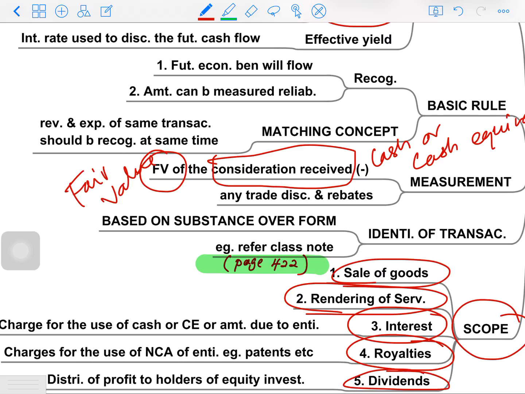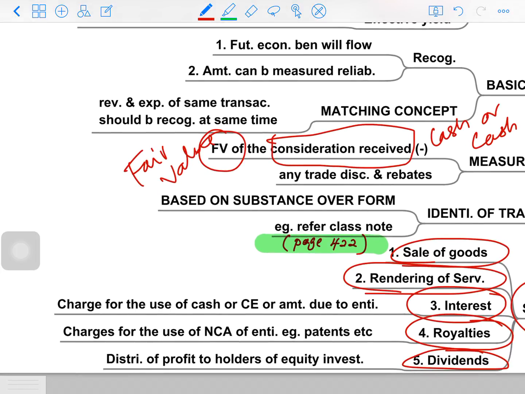FRS 118 also covers income recognition for dividend. Dividend is distribution of profit, okay? Distribution of profit to holders of equity investment. For example, if you are ordinary shareholders, you will get dividend, right? For preference shareholders, you will get dividend.